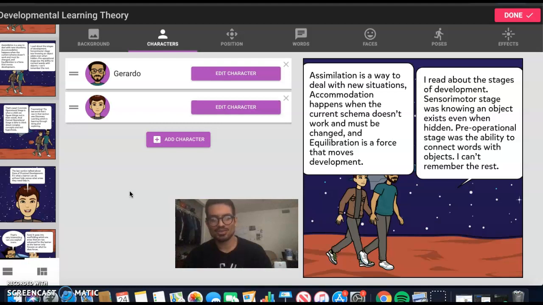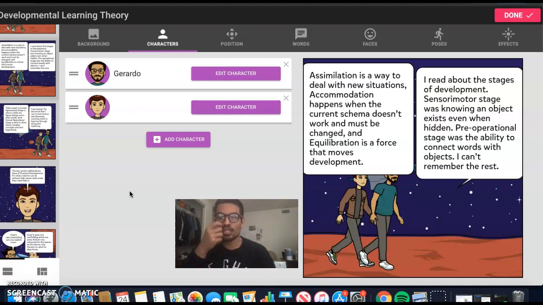Equilibration states that learning isn't always a consistent process. It isn't just line by line, going straight. It jumps around sometimes. You may understand certain parts but not every part. Sometimes we may forget and have to look back, even though we understood it at one point. So it's jumping around. It's the force that moves development.